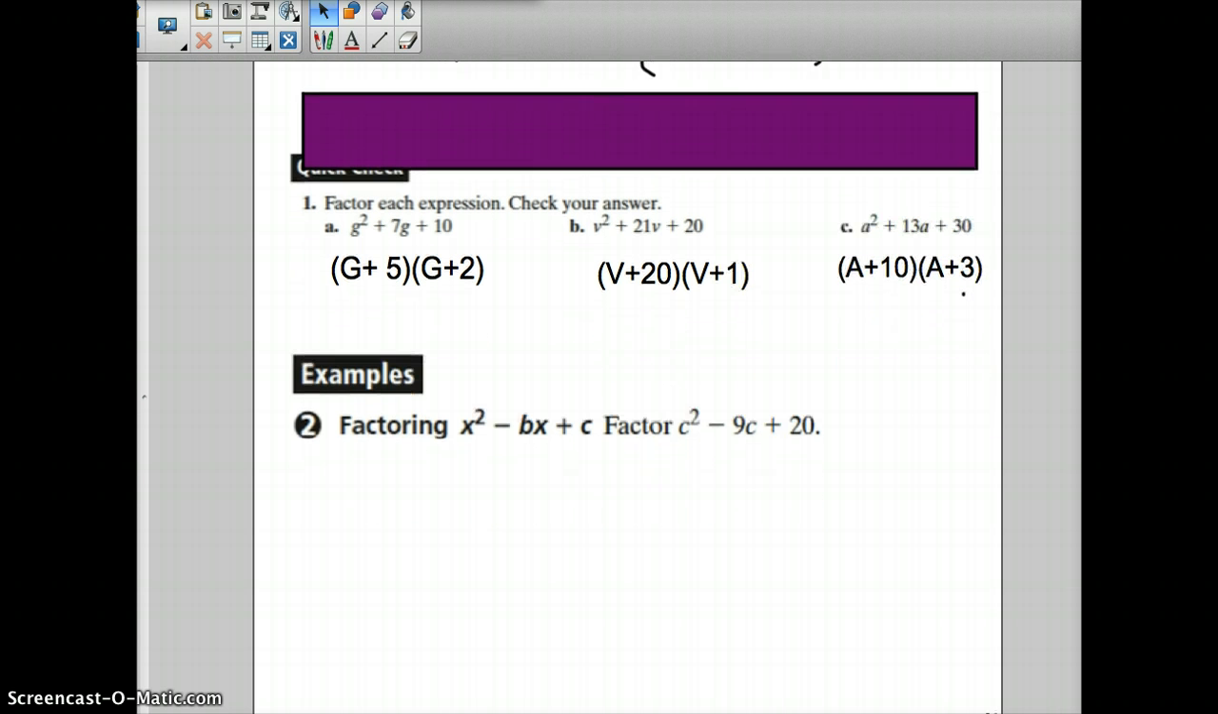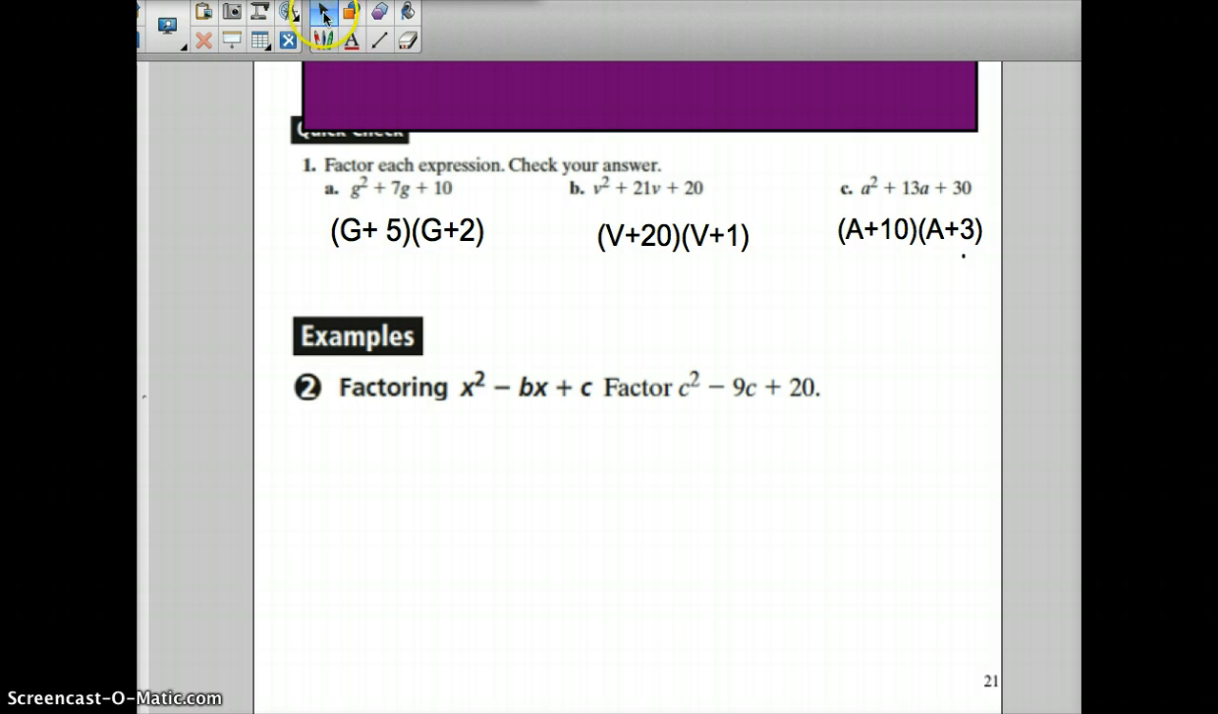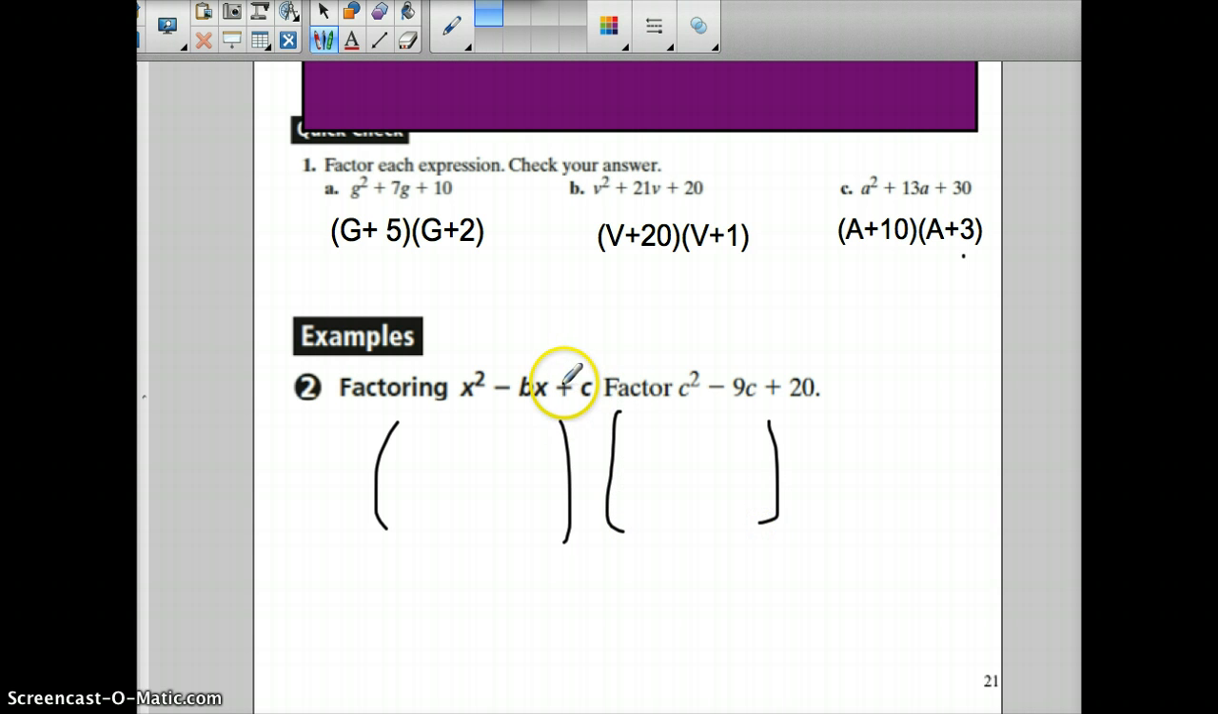All right, let's look at another example. In our first example, notice both our second term and our third term were positive. Well, now we've got our second term as a negative and our third term as a positive. So it still tells us something. That third term still tells us that our signs are going to be the same, but in this case, they're both going to be minus.